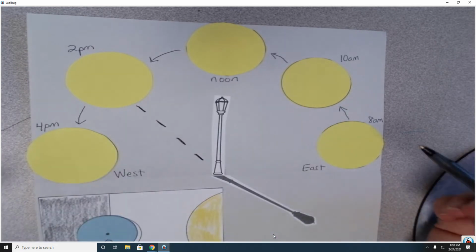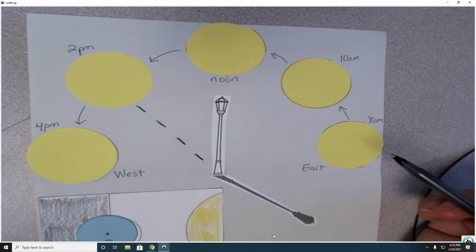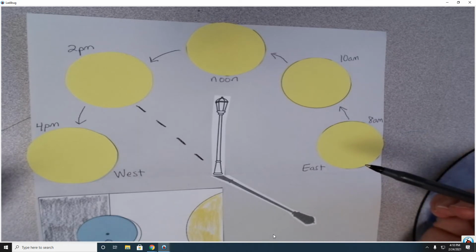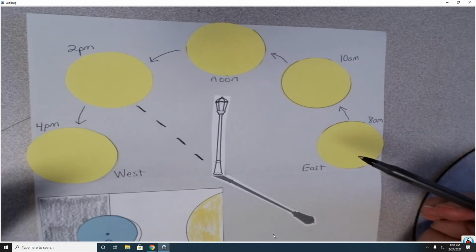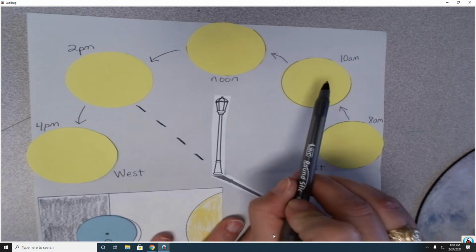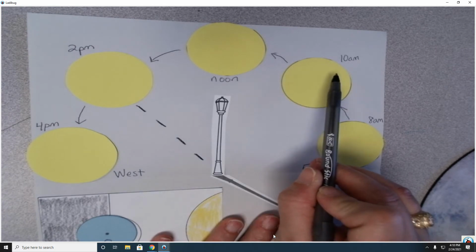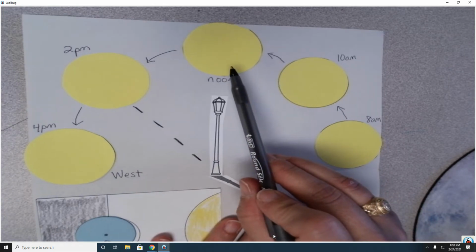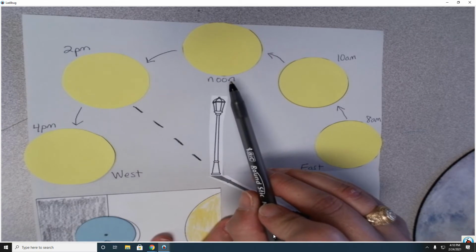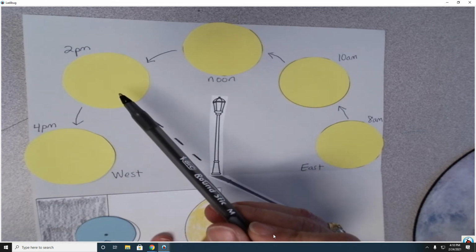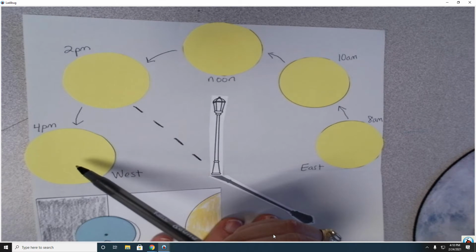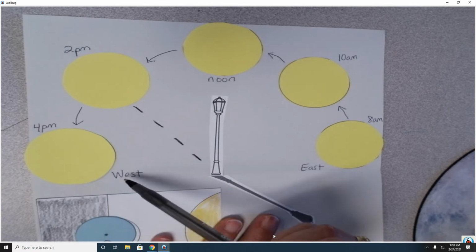The sun is only spinning in the center of our solar system. It is not revolving or orbiting around any other objects. It's just us spinning that makes it look like the sun is moving. So if the sun is a little bit higher in the sky, we could say that's 10 a.m. If it's pretty close to directly overhead, we would call that noon. And then maybe 2 p.m. in the afternoon, and then 4 p.m., and then it starts to set, setting in the west.